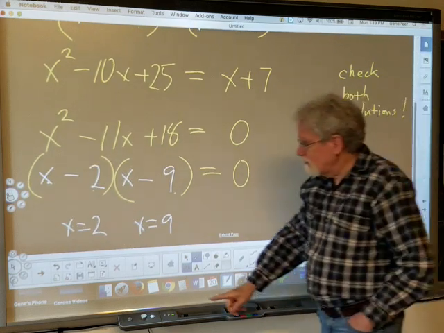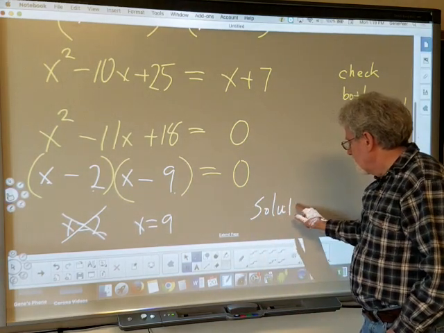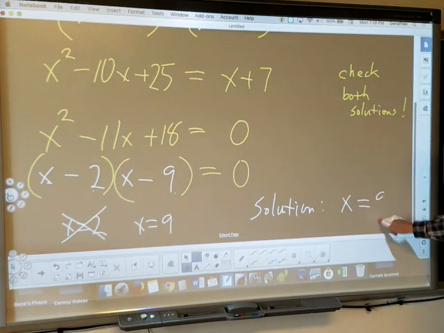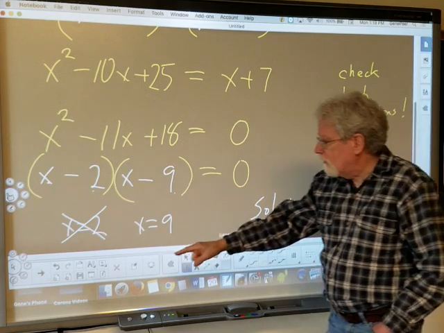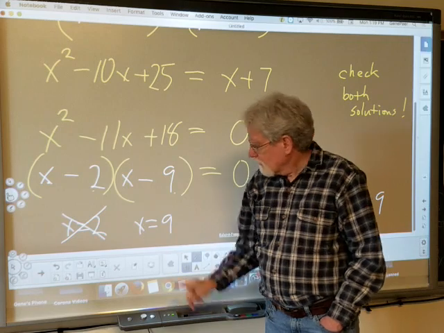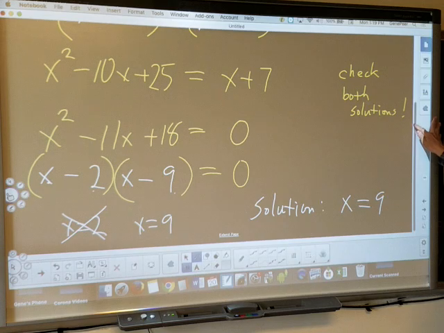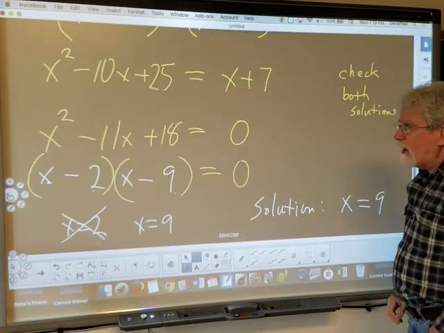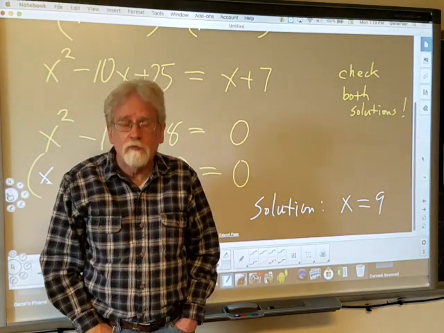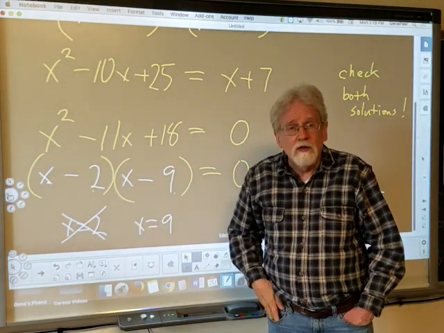So in this case, we checked both of them. We found out one of them did not work. The other one does, so your only solution is x equals 9. That's the only solution. The other one is an extraneous root. Only 9 works. All right, it is your job on homework and especially on the test when that comes along to check for extraneous roots. If you give me an answer that actually is not an answer, such as 2, you lose points.